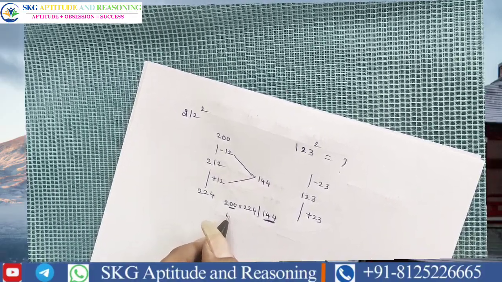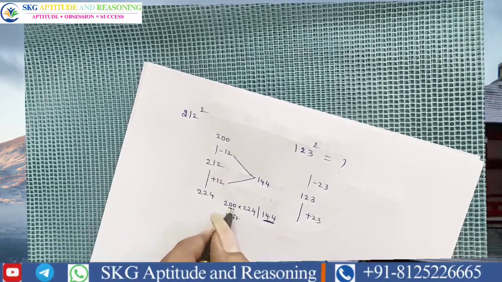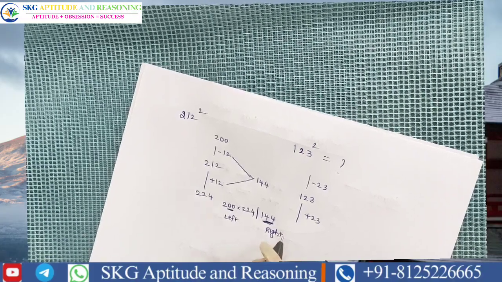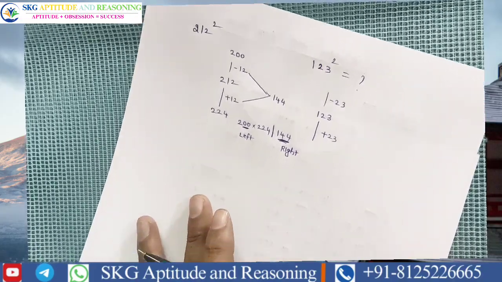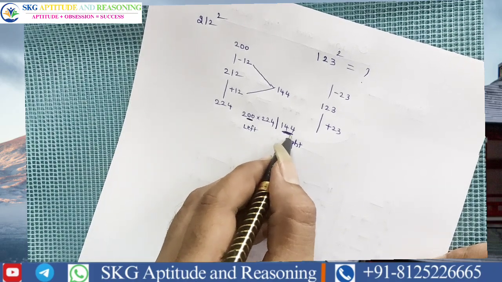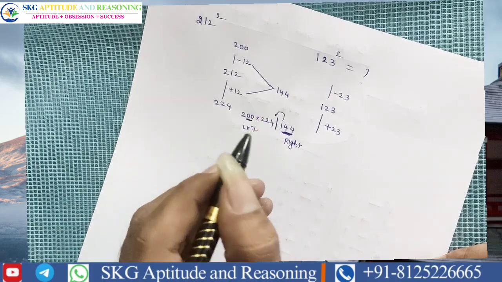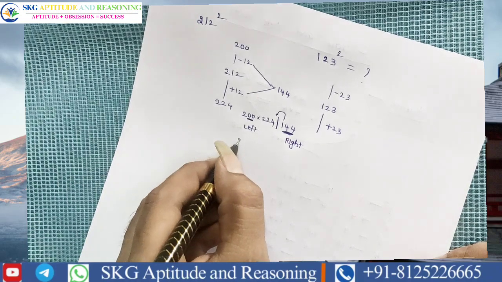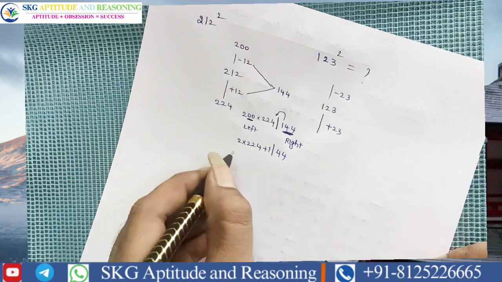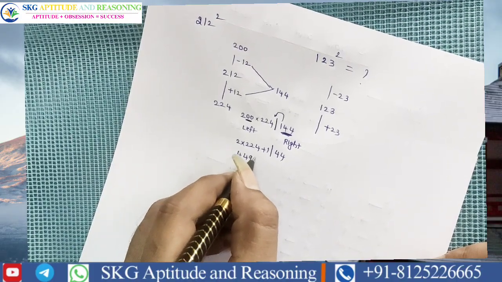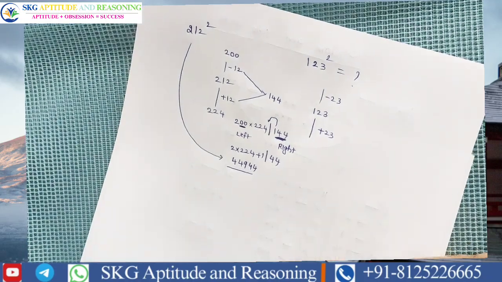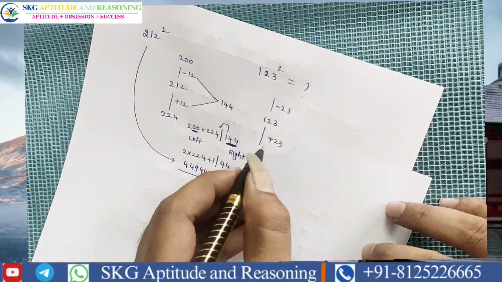Whatever the number of zeros present on the left side, on the right side retain that many digits. Here 2 digits are present, so I am retaining 2 digits and carry forwarding this 1 to this side. So it will become 2 into 224 plus 1, bar 44. It will become 449 and 44. And the square of 212 will be 44,944.